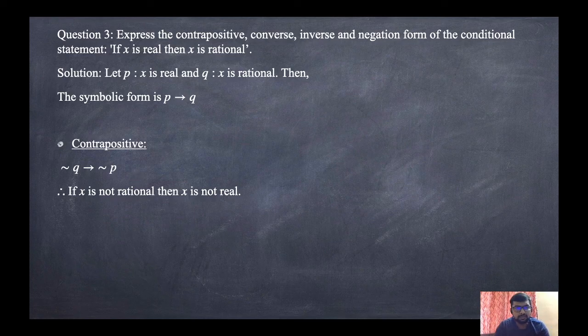Now next, what will be the converse? P implies Q, then the converse is Q implies P. This one is easy. Now in statement form, if X is rational, then X is real.